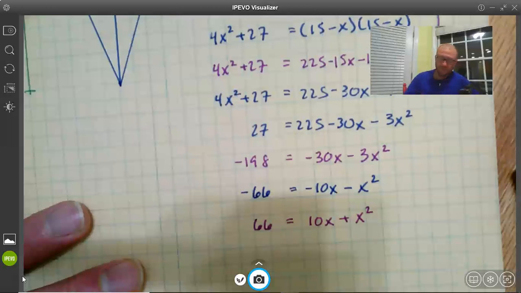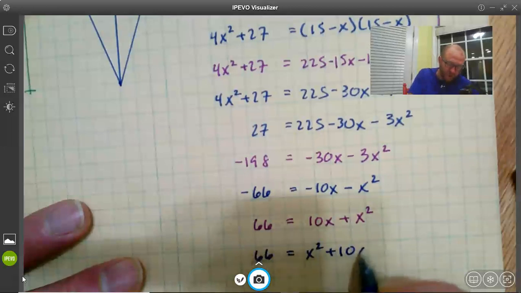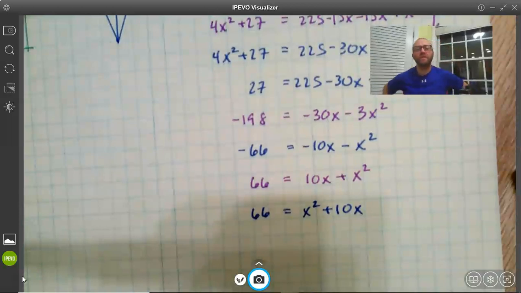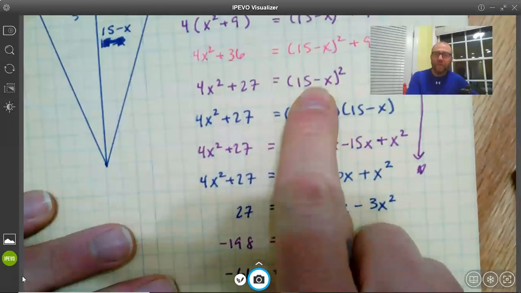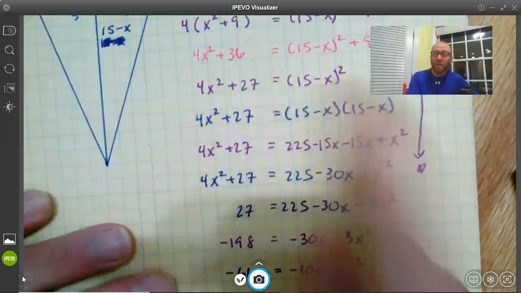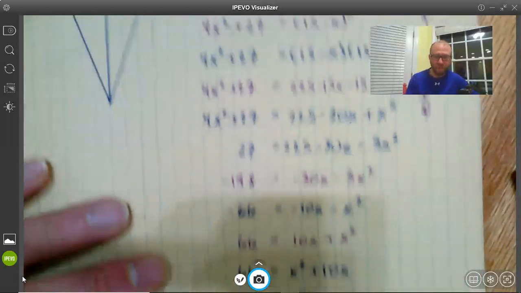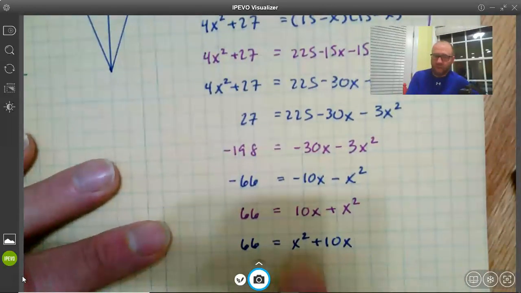And then I'm just going to do a little rearranging over here: 66 equals x squared plus 10x. Okay, so now remember I said we had to reverse that process from earlier. What I want to do is put this back into this form right here. This is a process of solving this equation. It's called completing the square. I'll show you how it works. It's a kind of odd way of solving for x.